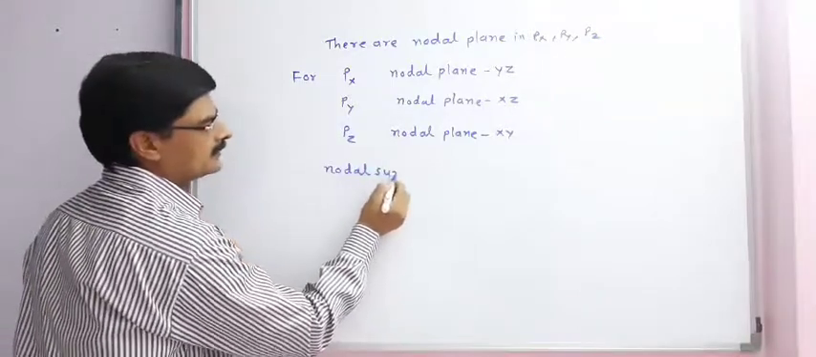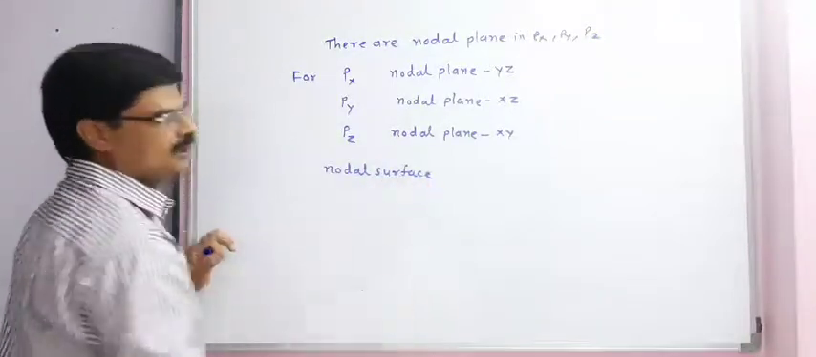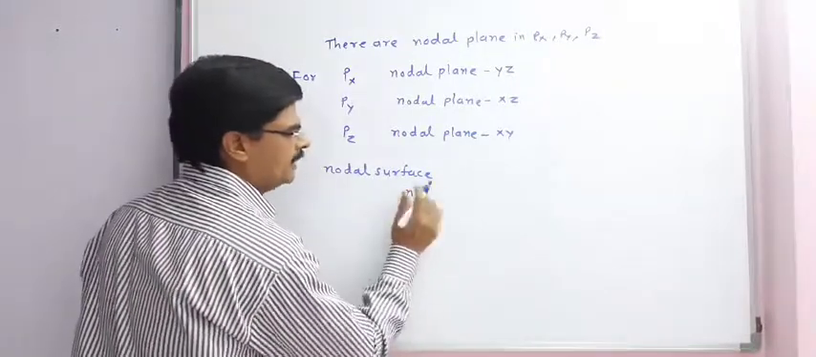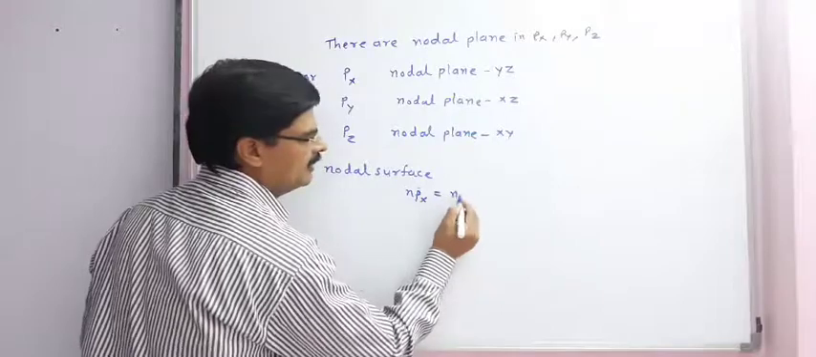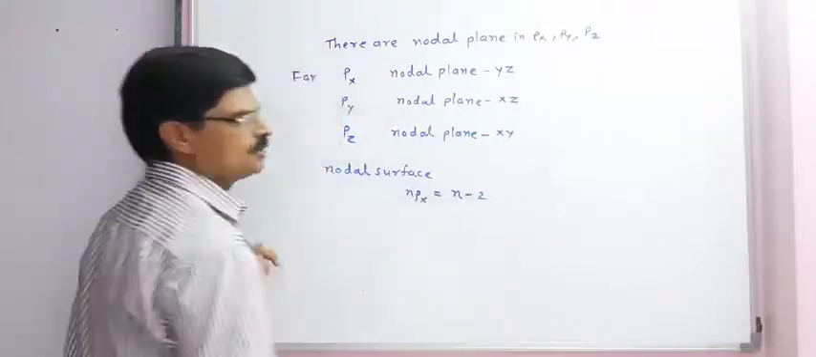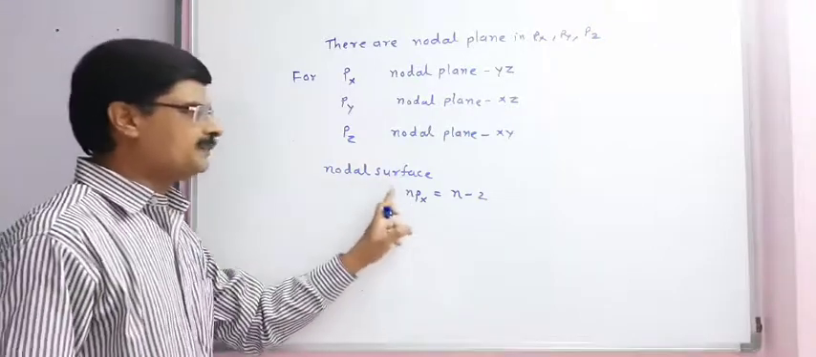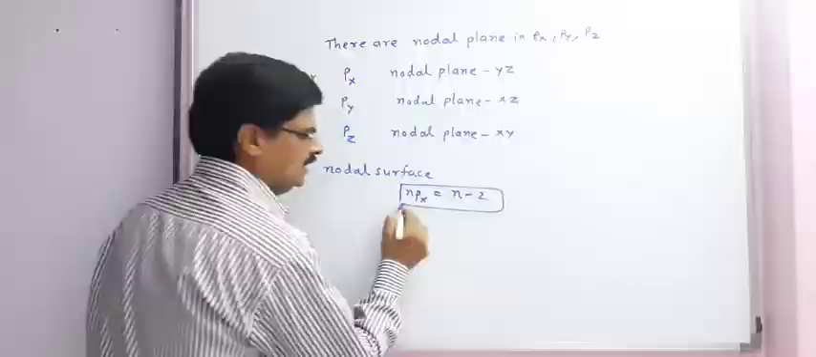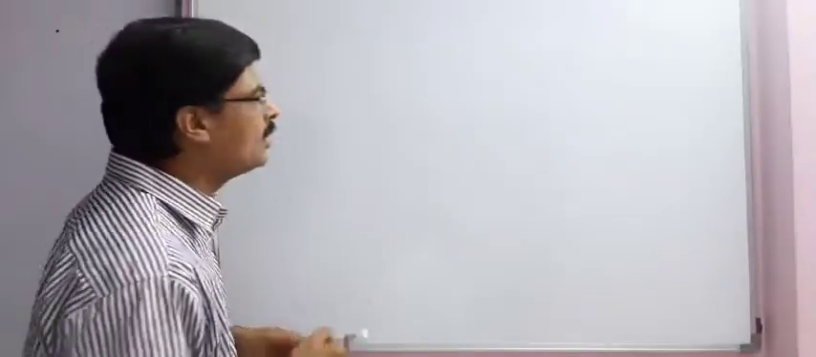Now, nodal surface of npx orbital is given by the formula n-2. Nodal surface for npx is given by the formula n-2. We understand the shape of d orbital.